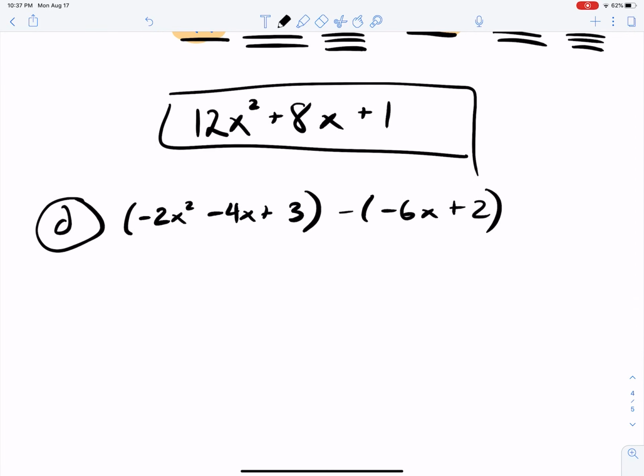Okay, go ahead and try this one here. Play whenever you're ready, okay? Please show all of your work. And again, play when you have an answer, and then we'll double check.